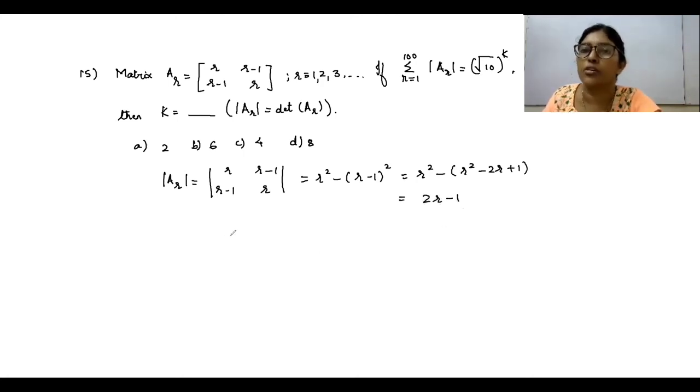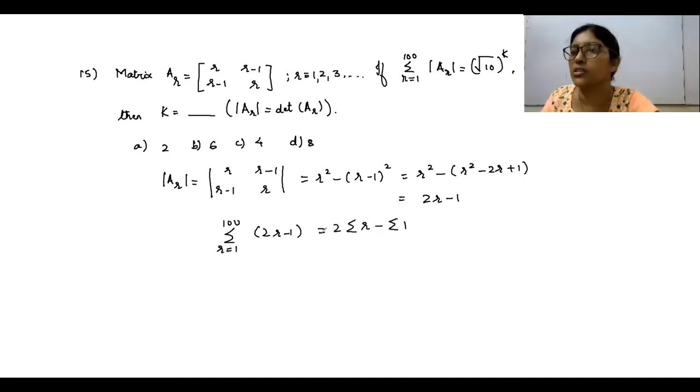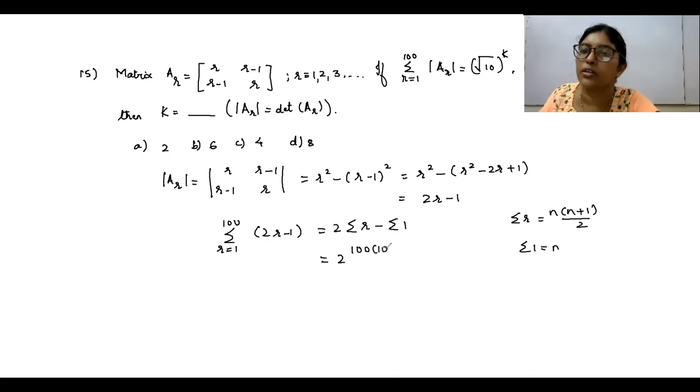So we are looking for summation R is 1 to 100 of 2R minus 1. So that is 2 summation R minus summation 1. Obviously summation is from 1 to 100. So the formula for summation R is, if it was n up till n terms, it would be n into n plus 1 by 2 and summation 1 is n. So instead of n we have 100. So this is 100 into 101 by 2 minus 100.